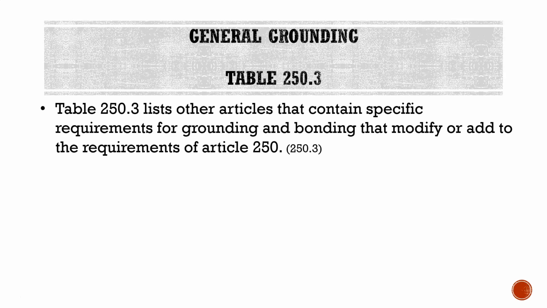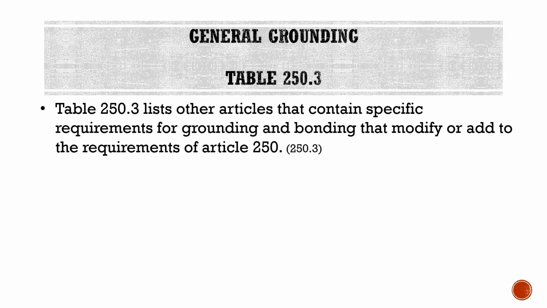Taking a look now at Table 250.3. Table 250.3 lists other articles that contain specific requirements for grounding and bonding that modify or add to the requirements of Article 250. So as we talked about on our first slide, Article 250 just goes over the general grounding and bonding requirements for electrical installations, and it has some specific installations, but there are grounding and bonding requirements that are not included in Article 250.